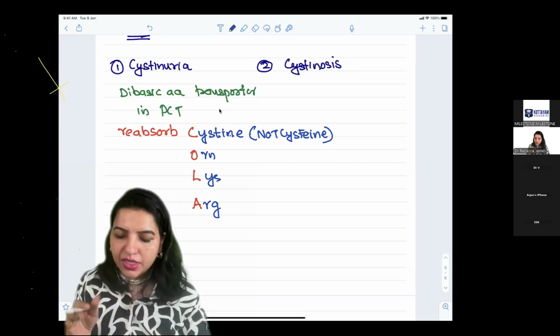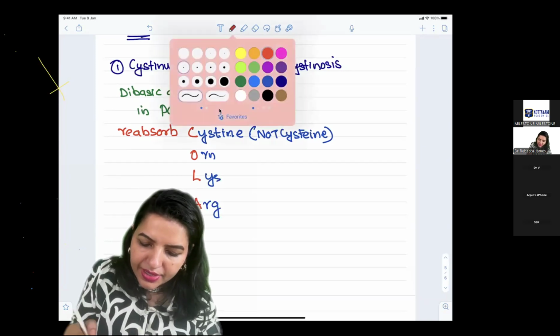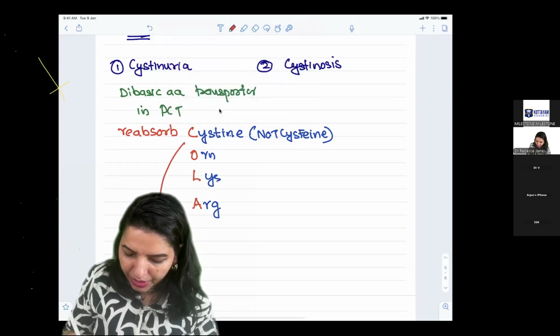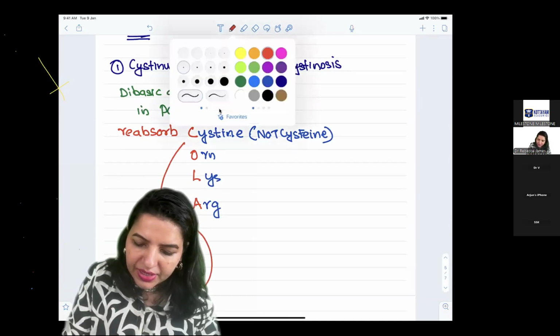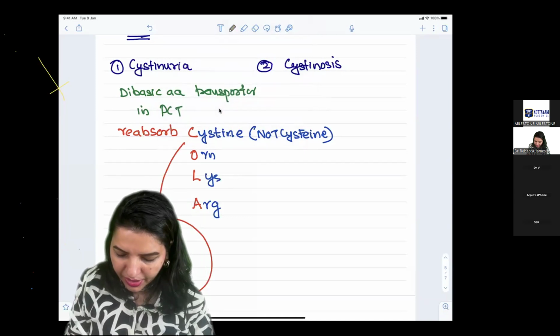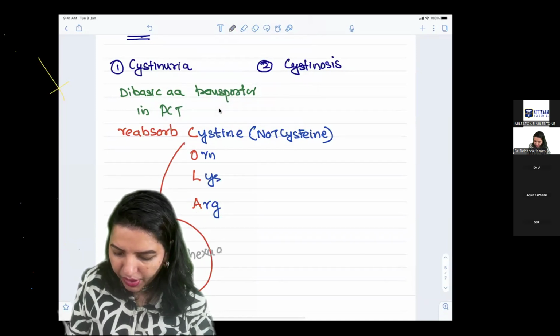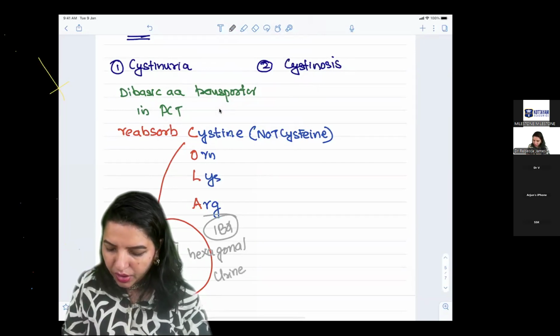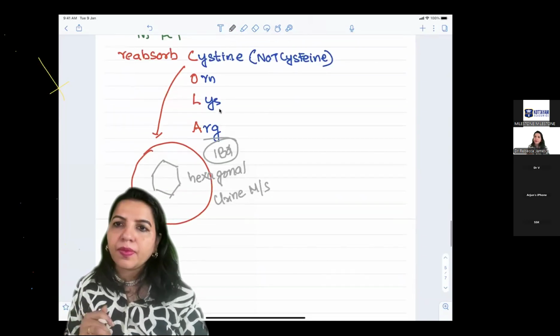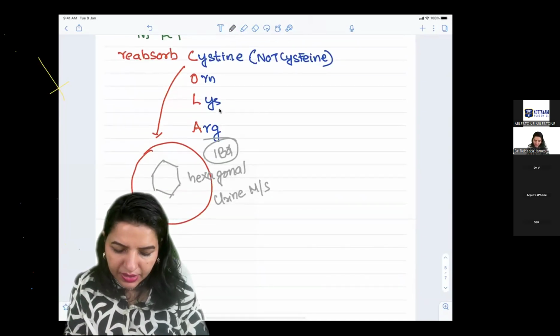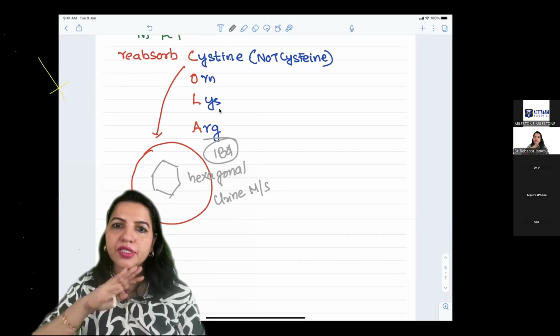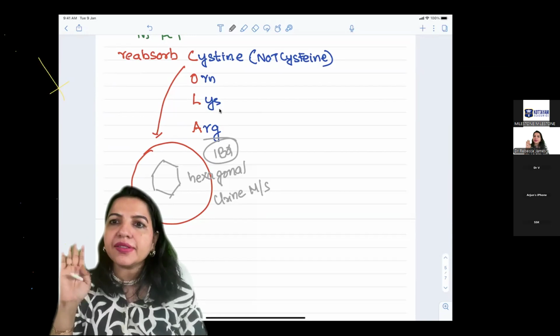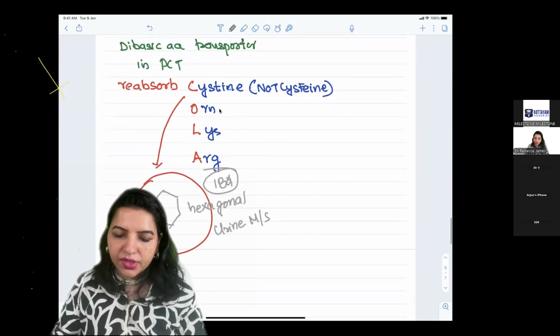So this is called cystinuria. Now, when cystine is excreted in urine, if you do microscopy, you will get crystals of cystine. How does it look? It is hexagonal in shape. Hexagonal crystals. This was an image-based question. Hexagonal crystals in urine microscopy. So these are cystine crystals, flat-topped hexagonal crystals. So that is cystinuria. Now we go to what is cystinosis.